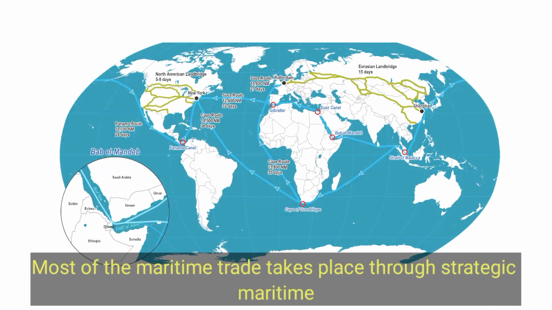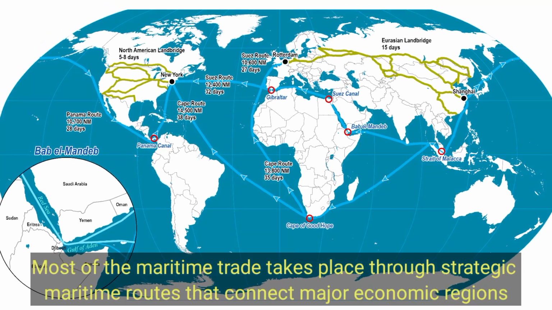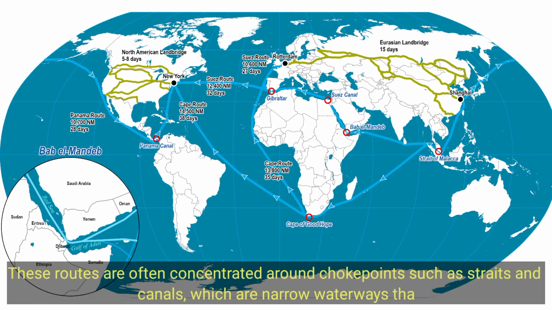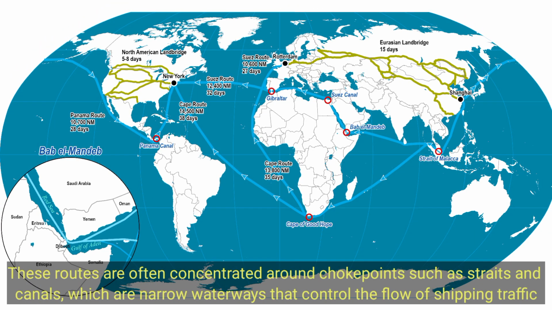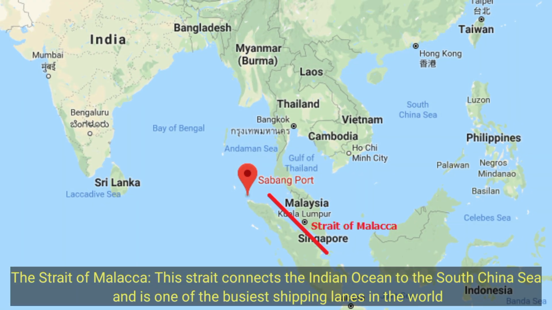Most of the maritime trade takes place through strategic maritime routes that connect major economic regions. These routes are often concentrated around choke points such as straits and canals, which are narrow waterways that control the flow of shipping traffic. Here are some of the most important maritime routes. The Strait of Malacca. This strait connects the Indian Ocean to the South China Sea and is one of the busiest shipping lanes in the world.